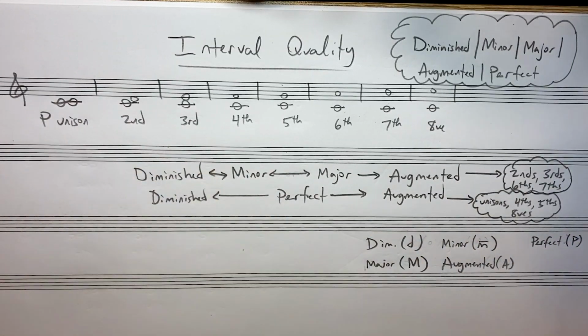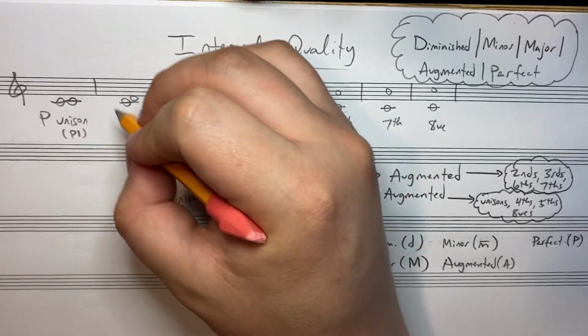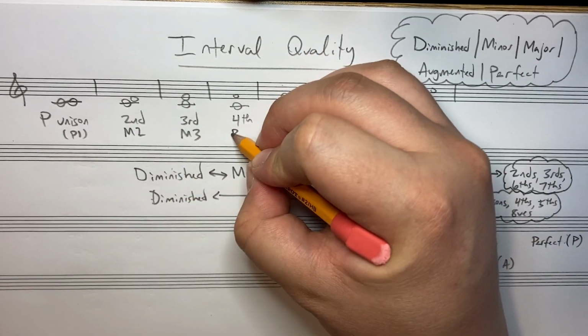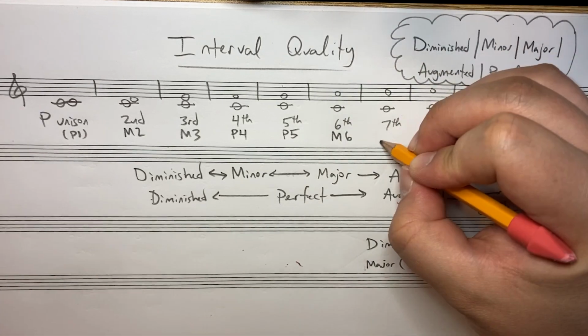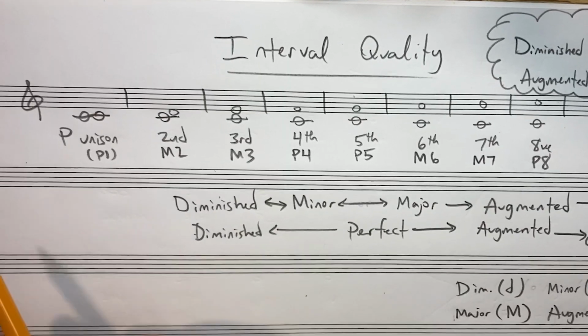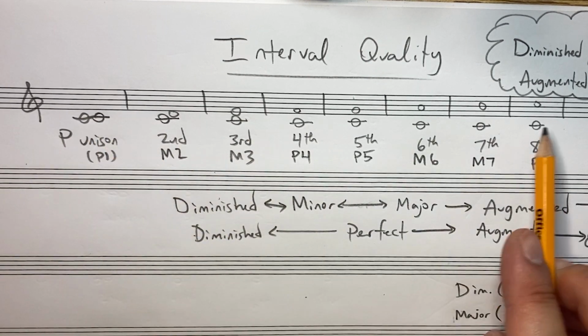In this case, we have a perfect unison. You can also say perfect 1. Here we have a major second. Here we have a major third, perfect fourth, perfect fifth, major sixth, major seventh, perfect octave. These would be the interval sizes and qualities from the starting note C up to the C above it.